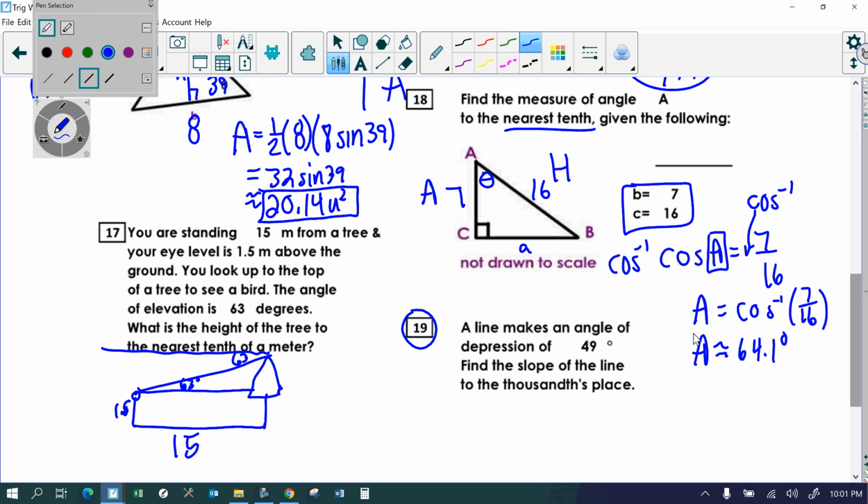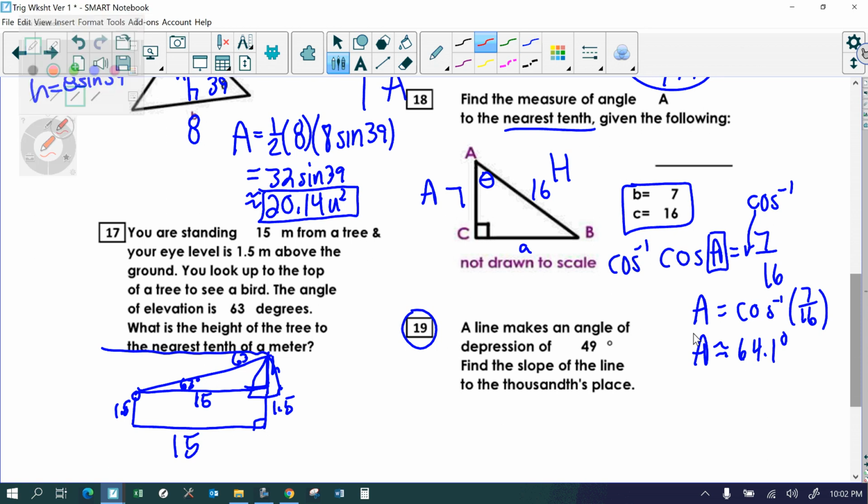Okay, so don't forget this right here is 1.5 meters. After we find whatever this length is right here, this height would add on the 1.5 that we're standing up at. So we're looking for this height right here from eye level up. We have 63 degrees, and this is 15 right here because we're 15 feet away from the base of the tree. So I have opposite.